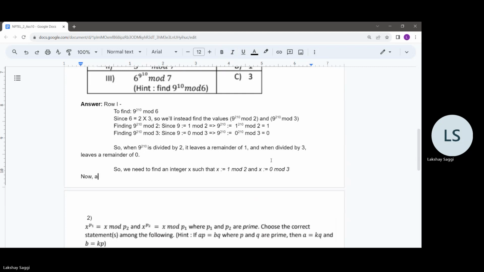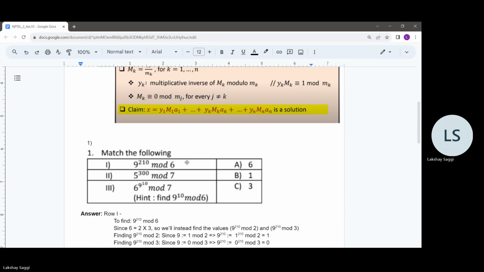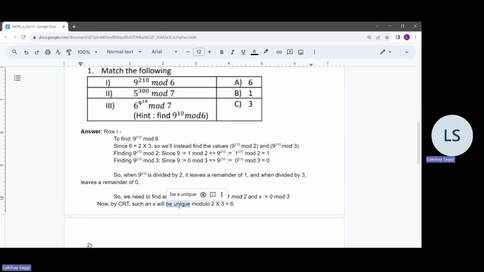Now, by CRT, such an x will be unique modulo 2 times 3, which is equal to 6. So by the Chinese remainder theorem, this x will be unique modulo 6.